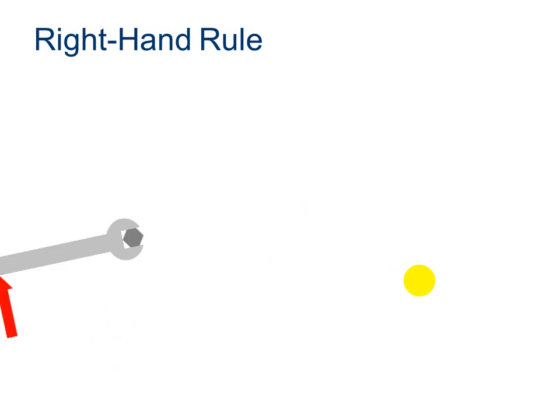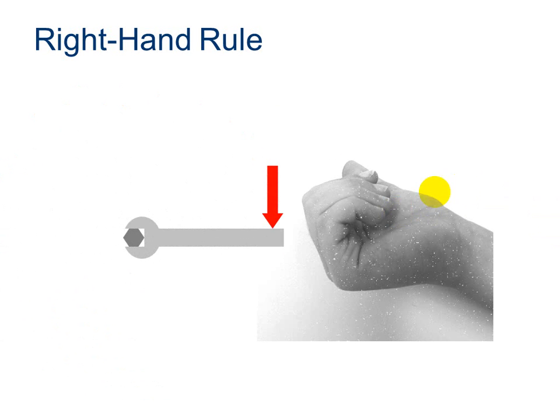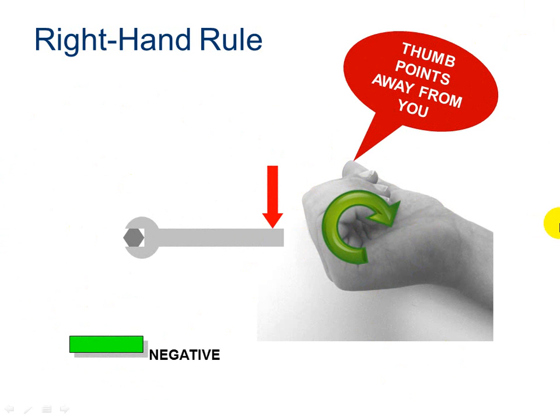By the right-hand rule, now consider this example. If I make my fingers go in the same direction as the rotation of the wrench, then I'm rotating my fingers around, and now my thumb is pointing away from me. When your thumb points away from you, it's a negative moment.